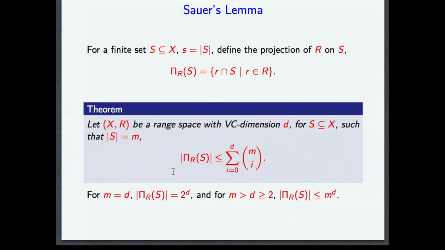Up to D, or if we have D elements, then the projection is 2 to the D. And if we get a larger set of elements, then the projection on that set has only M to the D different sets. And jumping ahead to the punchline of the theorem, what it says is that if you look at the sample, you only have to deal not with all the possible ranges in the world or in the range space, but only with this number of ranges. Because on the sample, these are the size of the projection, or a bound on the size of the projection.